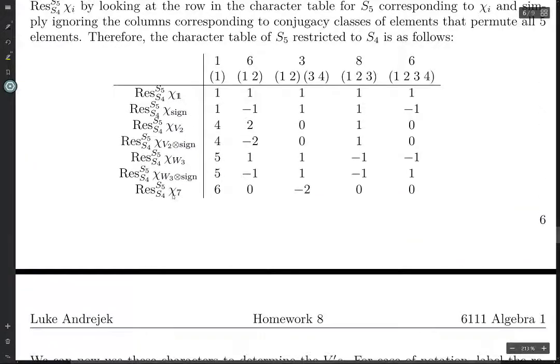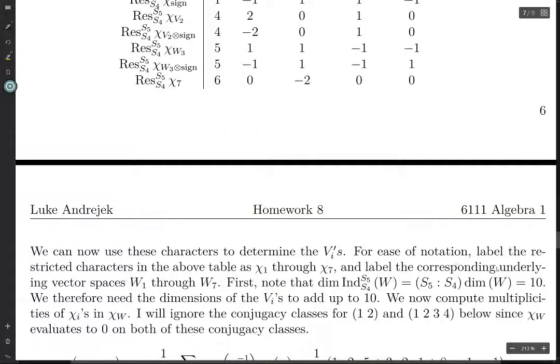Luckily, we don't use it again, so that's fine. And the underlying vector spaces will be W1 through W7. Again, that's abusive notation, because we've already got a W3 here. Don't worry about it. Anyways, so what's the dimension of this induced representation?